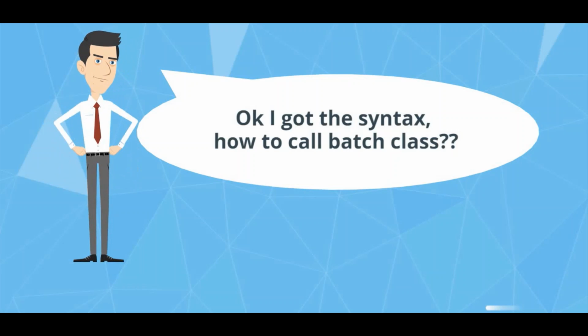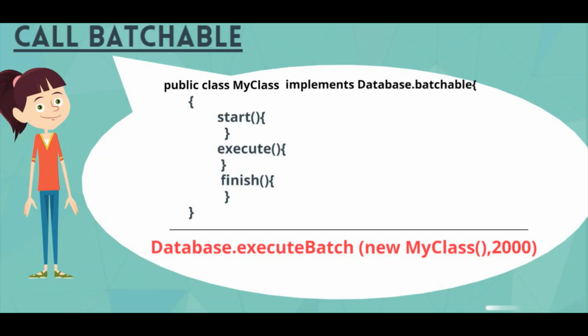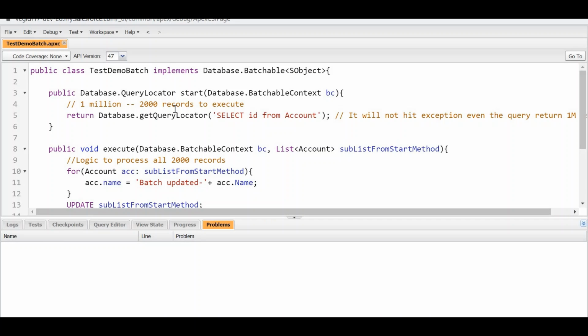Okay, I got the syntax, but how do I call the batch apex? If you want to call this batch apex from any other class or from execute anonymous, this is how you need to call it: Database.executeBatch, and you need to instantiate this class using new, then the class name, comma, batch size. If you give the batch size here as 2000, it will take 2000 in one batch and process it in execute. If you give 20, it will take 20 records in that batch and execute, and then process it. Okay, now we have our batch class ready.